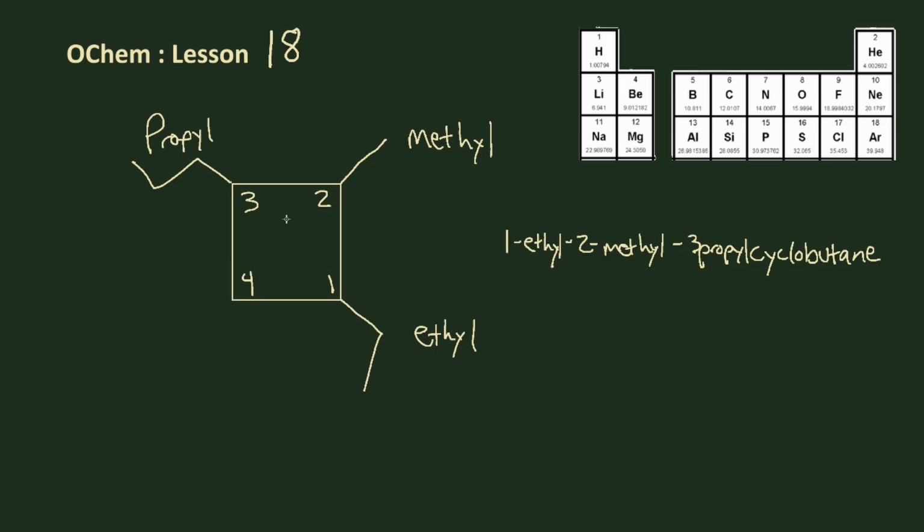So just remember, no matter what the number of side chains are, you always want to start with the lowest number possible for your carbon. And we know that ethyl is going to be the earliest alphabetically, so that'll be carbon number 1, which is attached to the ethyl group there.